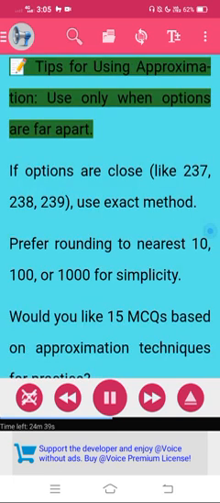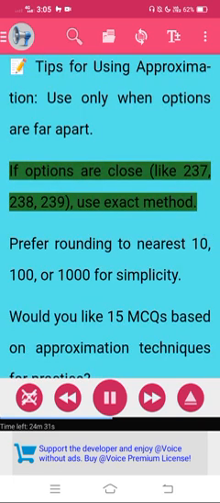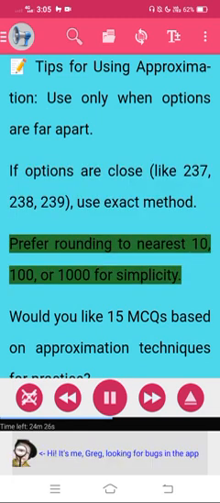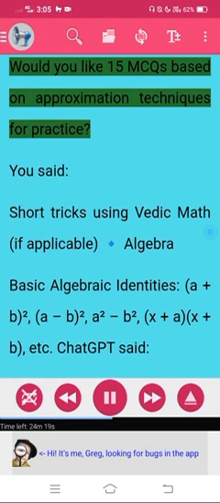Memo tips for using approximation. Use only when options are far apart. If options are close like 237, 238, 239, use the exact method. Prefer rounding to the nearest 10, 100, or 1000 for simplicity. Would you like 15 MCQs based on approximation techniques for practice?